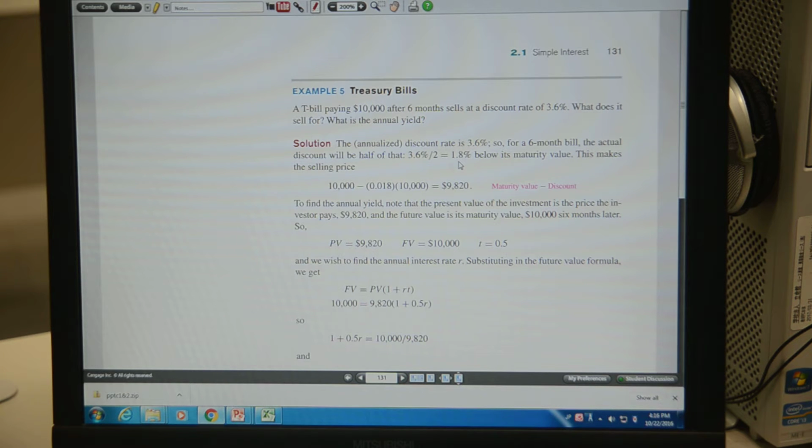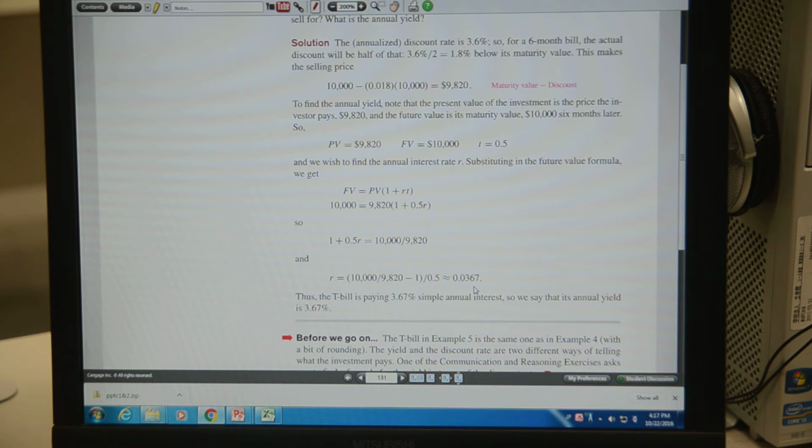In this case, I don't know why they started with a half year, because it would be easier to start with a full year, since they're introducing a new concept here. But anyway, let's just read it. The annualized discount rate is 3.6%. So for a 6-month bill, the actual discount rate will be 1.8% below its maturity value. This makes the selling price 9,820. Now what is the annual yield? Is it 3.6%? No, it's going to be more than that. Let's check. 3.67%. It's going to be a little bit more than 3.6, and that's what we expect, right?